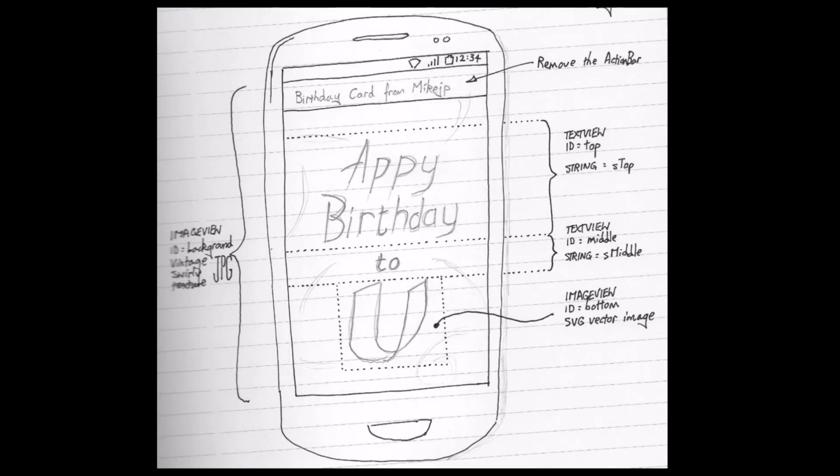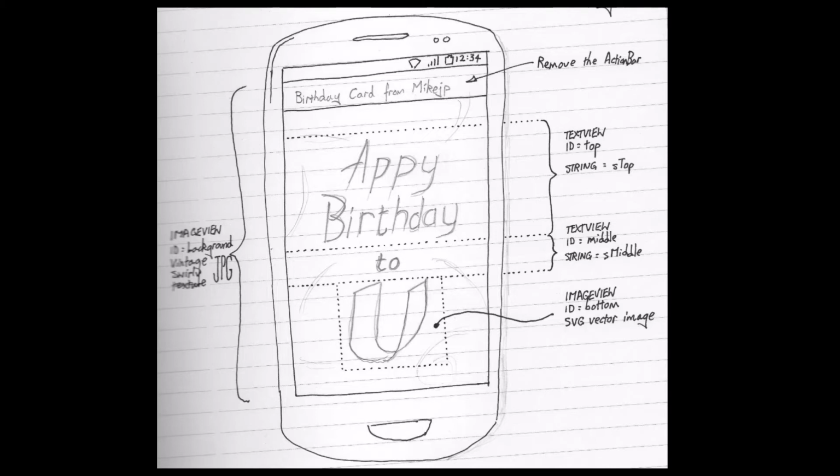I've used an image view for the background, a large JPEG, and I reduced the size of that so that it was about 100 kilobytes, so it didn't overload the phone. And then in the very center of the screen, I've added a text view, which I've given the ID of middle, which is where the word to is. And above that, I have another text view with the ID of top, and that's where the words happy and birthday go.